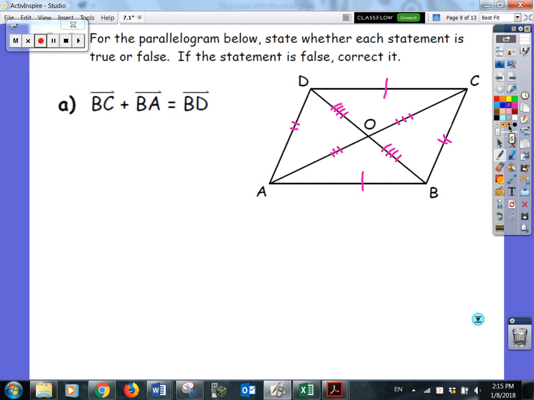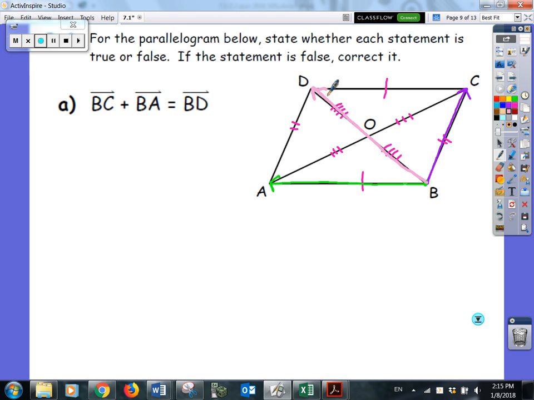So it says vector BC. B is where you start, dot. C is where you end. Initial, terminal, dot to arrow. Plus BA, so here's B to A. And it's asking, does that equal BD? Well, typically when we draw and we're adding, we want them to be head to tail.